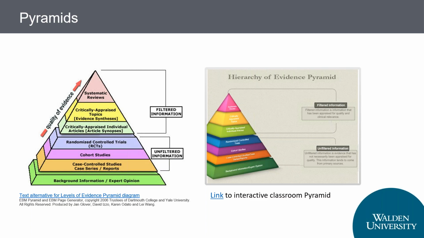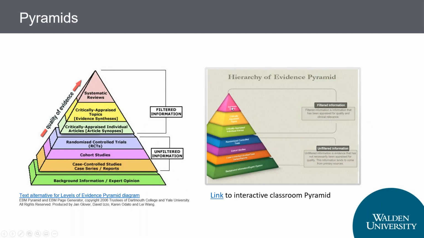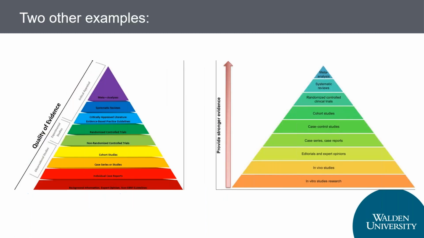But there's all kinds of pyramids. Two more types of pyramids here. They pretty much have the same things down here, more or less. But then when you get to the top, they have something called meta-analyses. And those are not on these older pyramids because there weren't very many of them at the time. There weren't even very many systematic reviews in 2006. But now we've got lots. And meta-analyses are analyses of the systematic reviews. So it gets even more complicated.